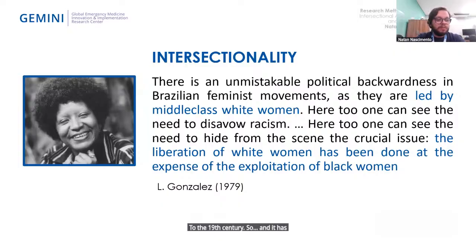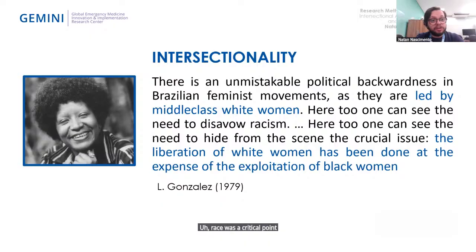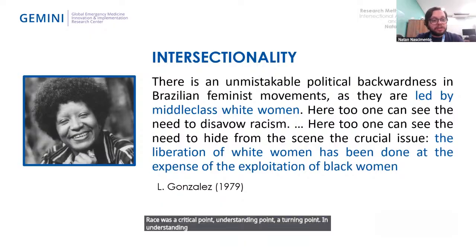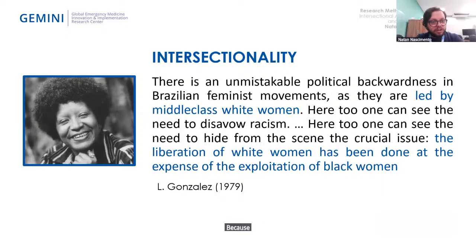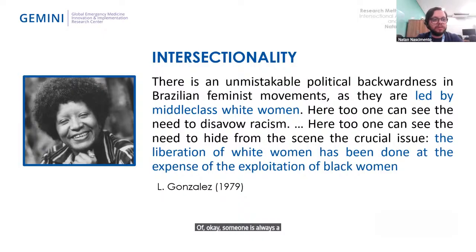And it has always been part of Black feminism. So to really understand intersectionality, you need to understand Black feminism and how race was a critical point, a turning point in understanding legal rights for women. Because under segregation, they said, okay, so women have the power to vote, but did Black people? Did Black women have the same privileges that men had, and not just white men, but Black men as well? So when we're talking about intersectionality, this whole concept is that someone is always a Black man, someone is always a Black woman.